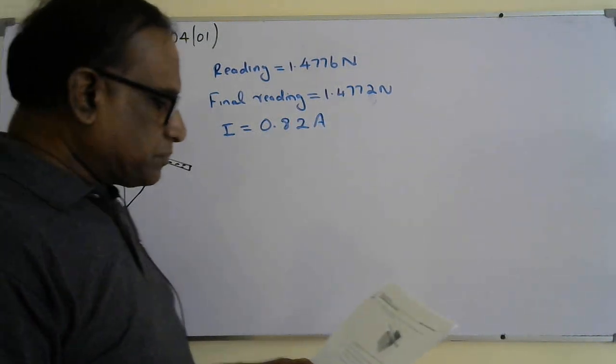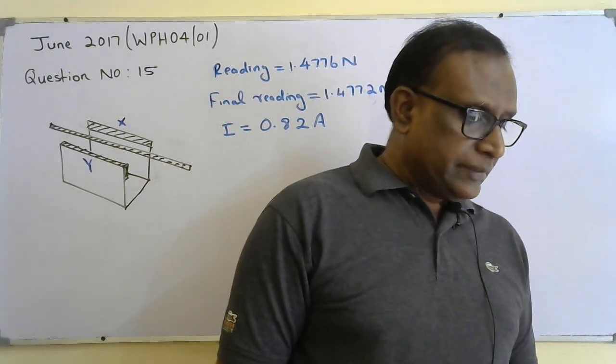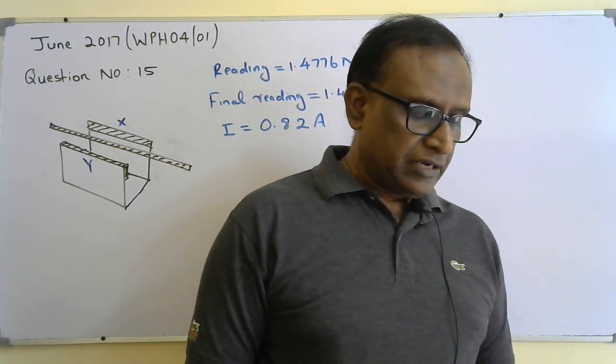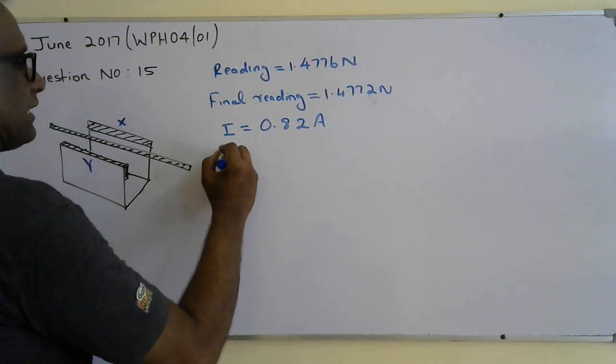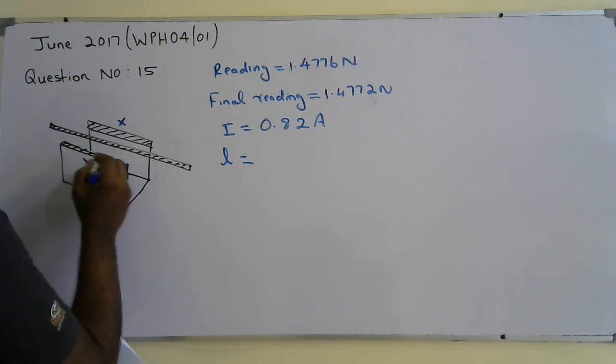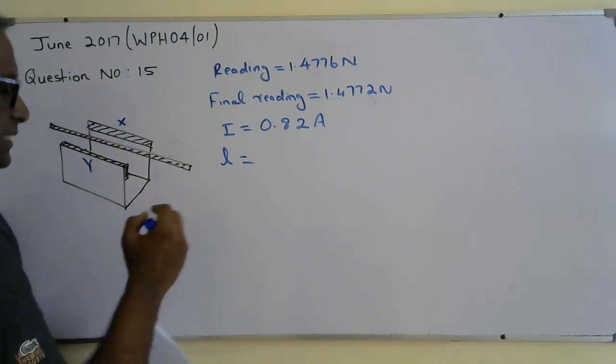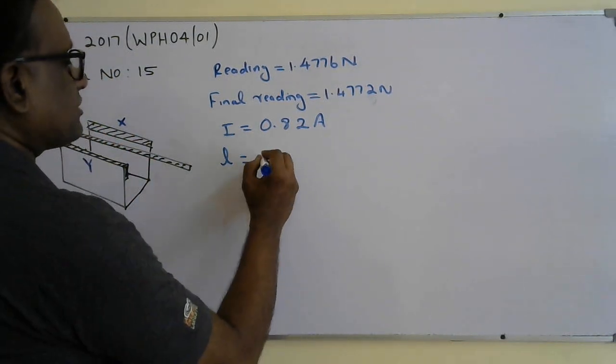So first part, or A part, determine the magnetic flux density between the two magnets. Length of the wire inside the magnetic field. This length inside the magnet, so these two are the magnets. Length of the wire inside the magnetic field is 5 cm.